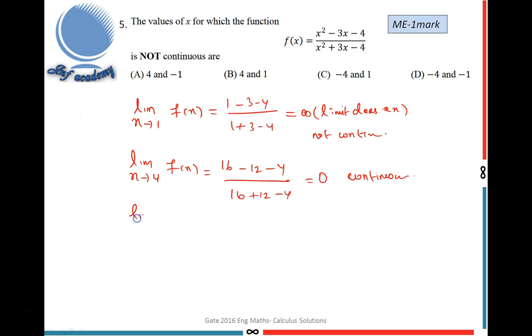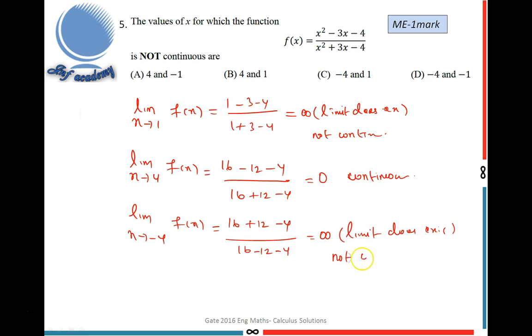Continuous. Next, I check the limit as x tends to minus 4. That is f of x equals, I substitute x equal to minus 4, I get 16 plus 12 minus 4 divided by 16 minus 12 minus 4. In that case, I get infinity because the denominator value is 0. Infinity means the limit does not exist. So it is not continuous at x equal to minus 4.